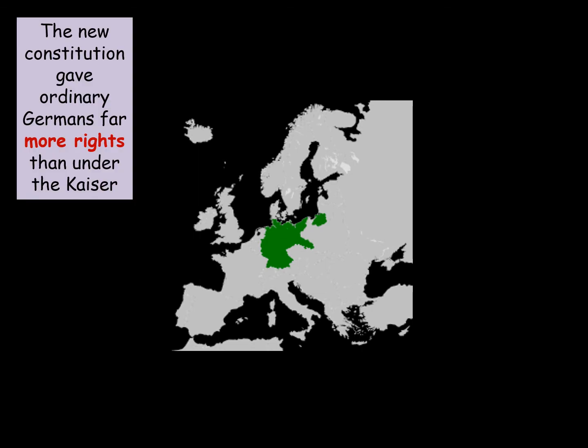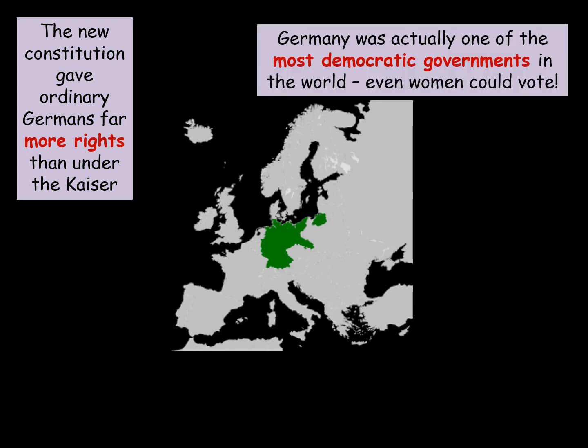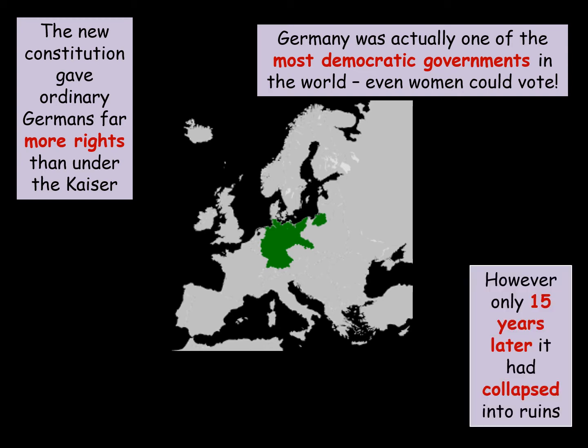So basically this new constitution was a massive step forward for the German people. It gave ordinary Germans far more rights than they had ever had under the Kaiser. Germany was actually one of the most democratic governments in the world at this point in time. Even women could vote. It was really very much ahead of its time in terms of political thinking, very democratic.